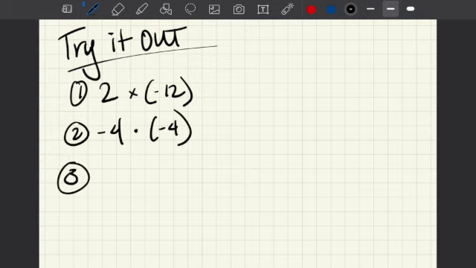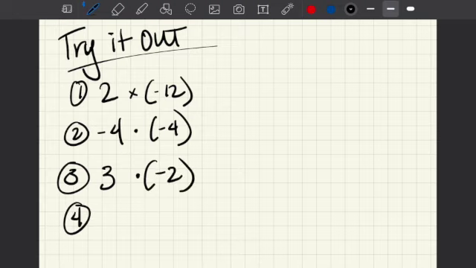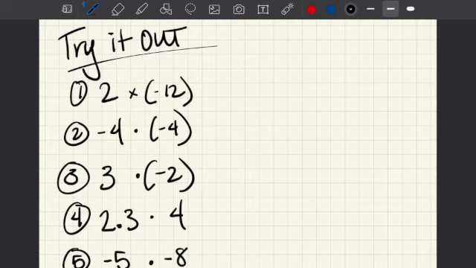Let's do 3 times -2. How about, let's do a rational one with an irrational number. So 2.3 times 4. And last but not least, how about -5 times -8.